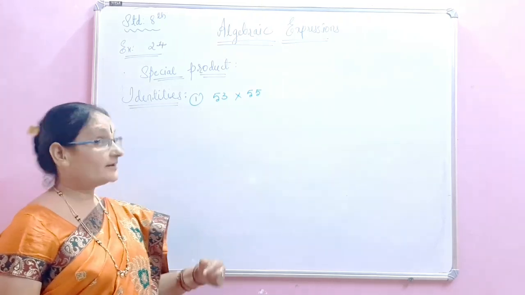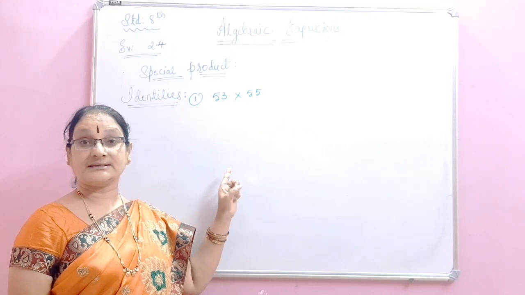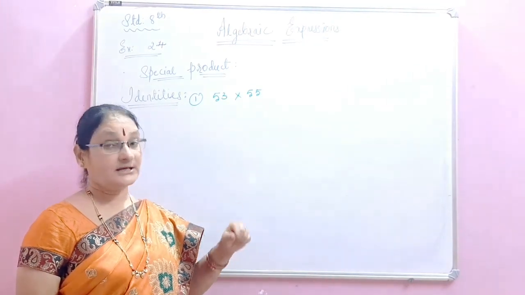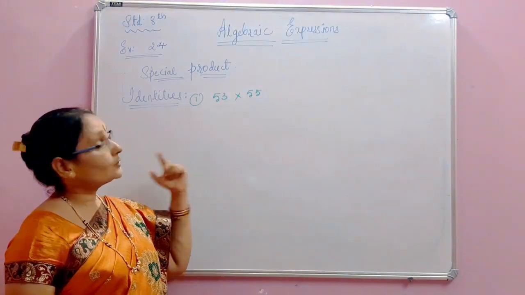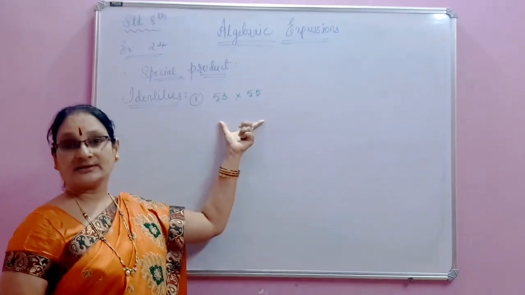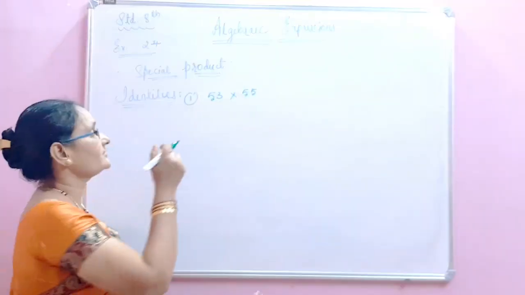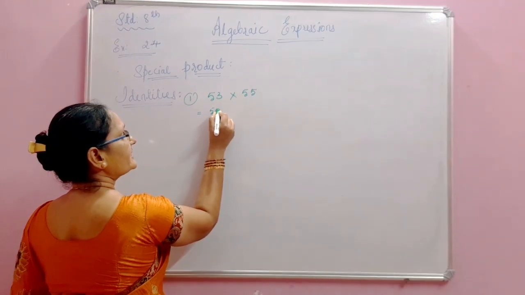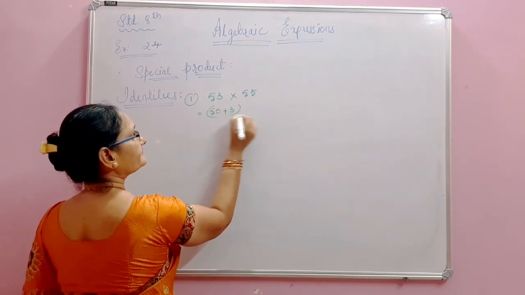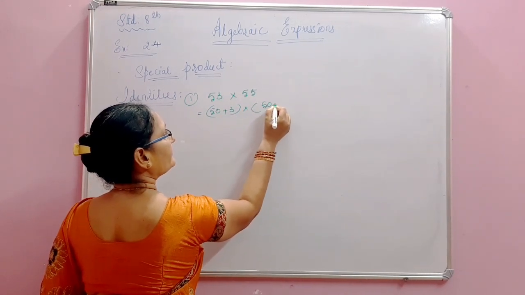Okay students, this identity (x + a)(x + b) = x² + (a + b)x + ab is also useful to find the product of this kind of numbers also. See what kind of numbers? 53 into 55. How to solve? See, very easy. 53 can be written as 50 plus 3, into 55 can be written as 50 plus 5.